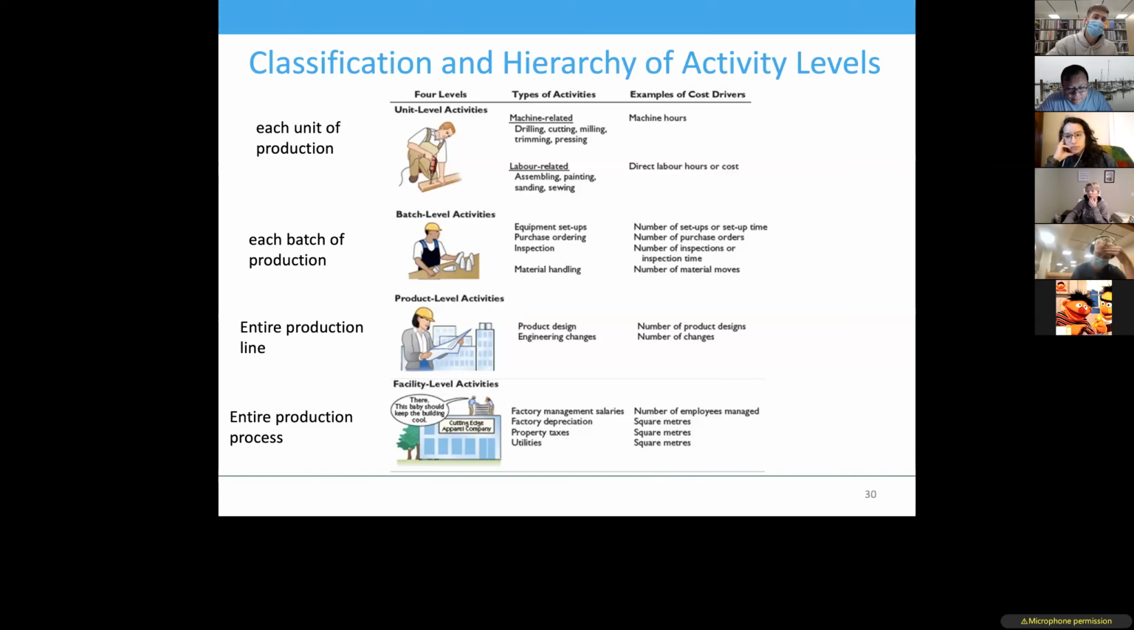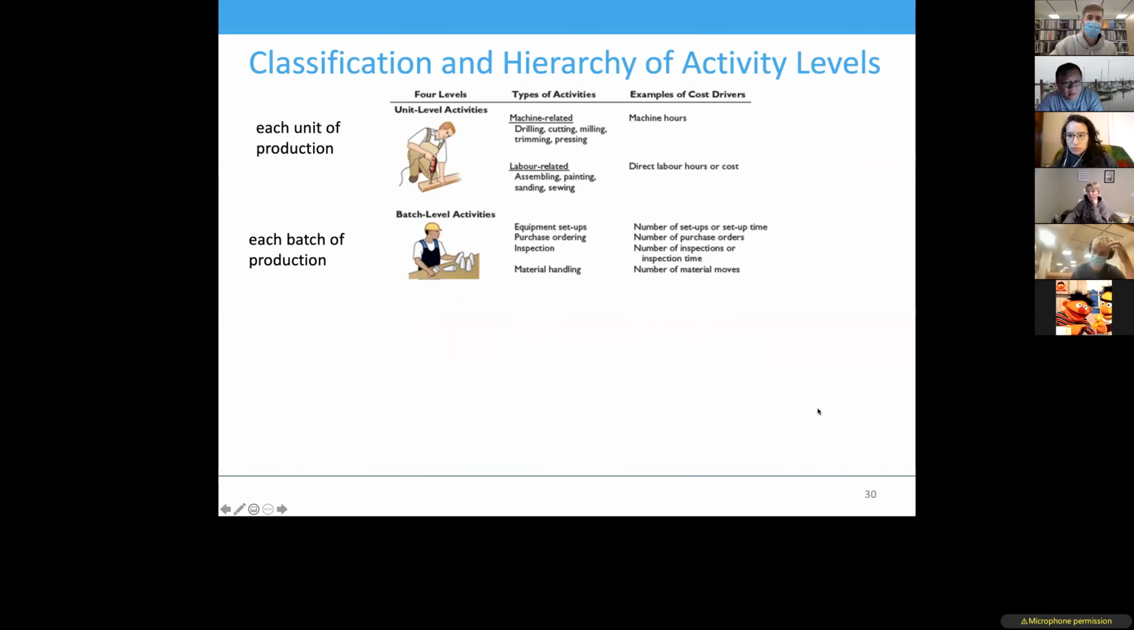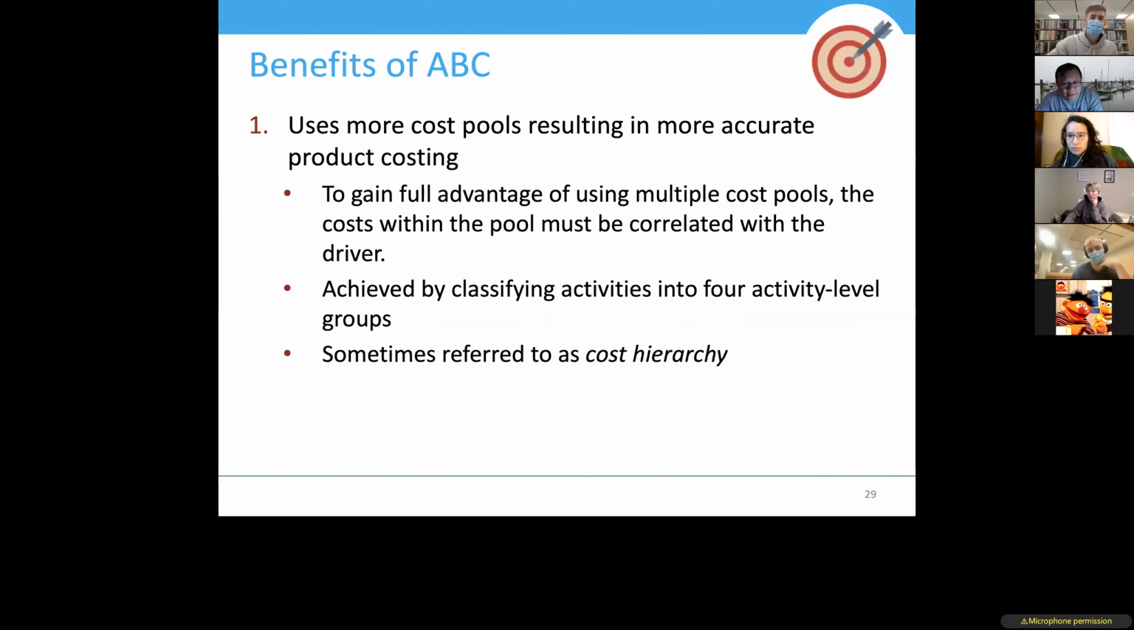I do have a question, I think. Sorry, can you go back to the previous slide? I just think I missed where we got to this. Thank you. Okay, so this is the 3rd bullet in that slide. Okay, great. Thank you. Yeah, that's the cost hierarchy.